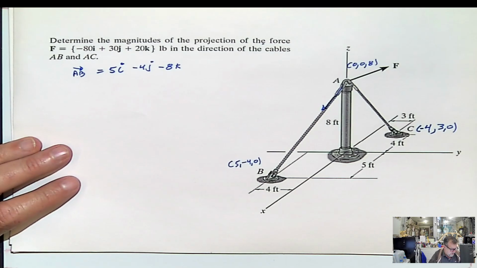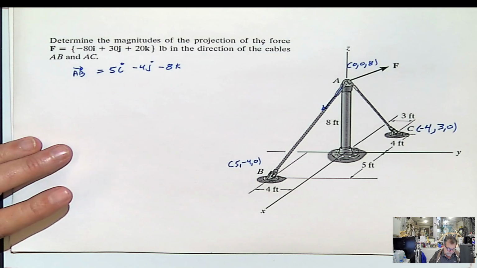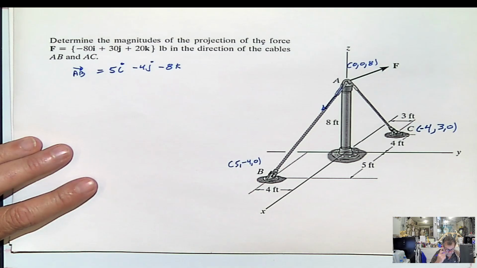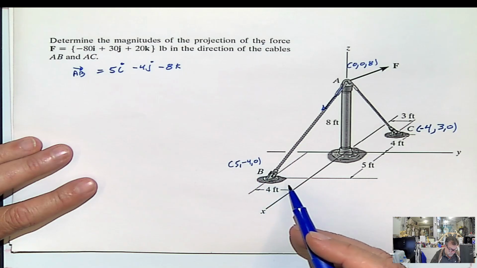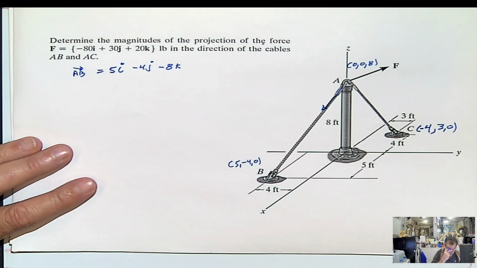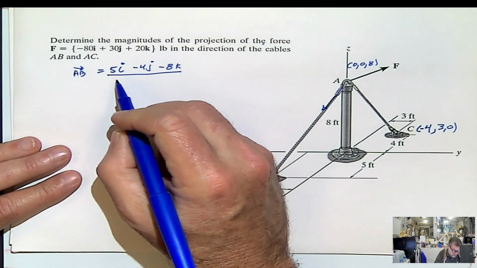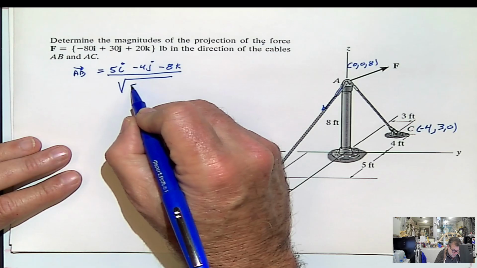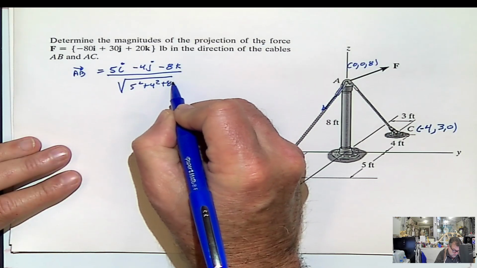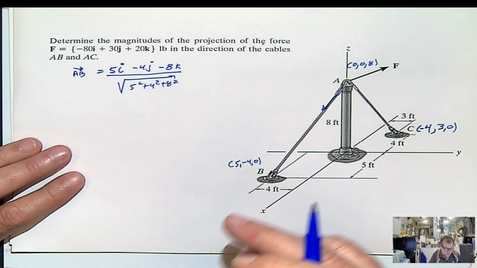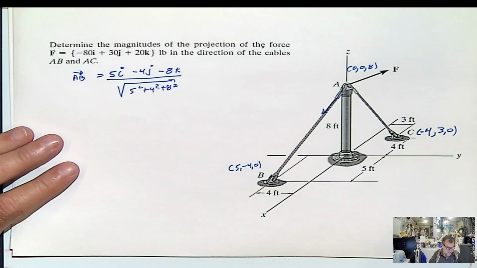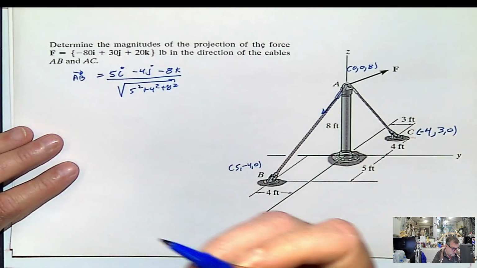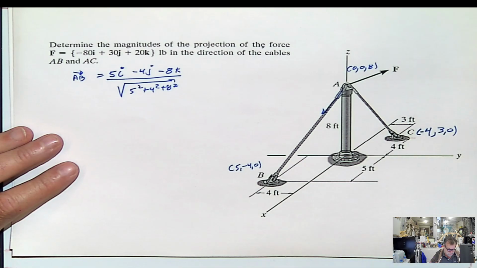The position vector is that. How do I find the unit vector? I have to divide this by the magnitude of itself: the square root of 5 squared plus 4 squared plus 8 squared. I'm looking to that side very much because I'm realizing that for this problem I took the solution manual and it's wrong. Not for the magnitudes, but if the problem is asking for the projections, definitely it's wrong.